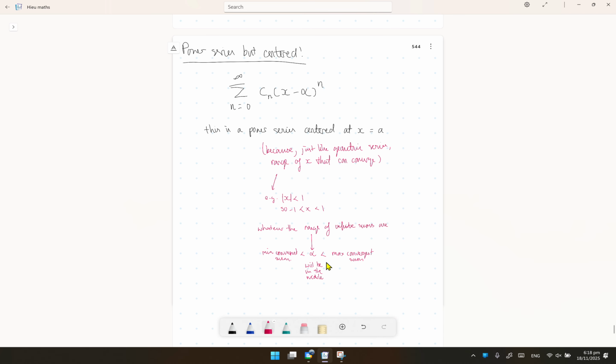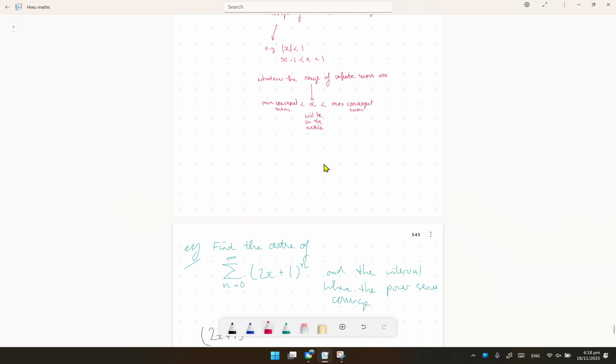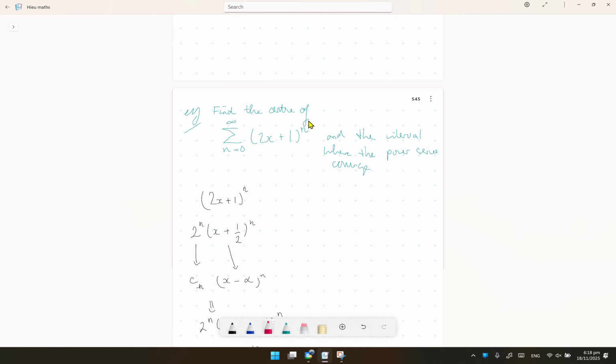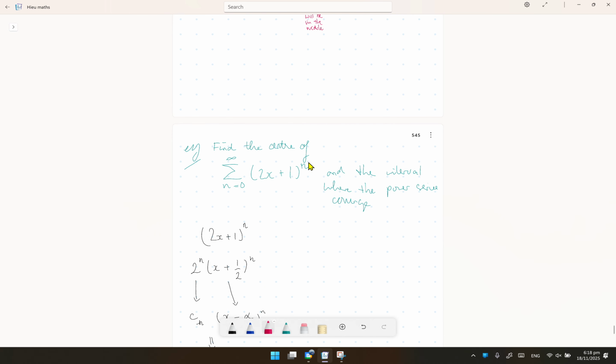I wrote down a few notes here, but generally it's exactly what I'm saying, it's just different values of x, and you'll see this. So let's say we find the center of this form here, where it's 2x plus 1 to the power of n, right? What we want to do, this says center, so obviously this would be a power series that has a center, and then find the interval where the power series converges. So in other words, finding the interval of convergence.